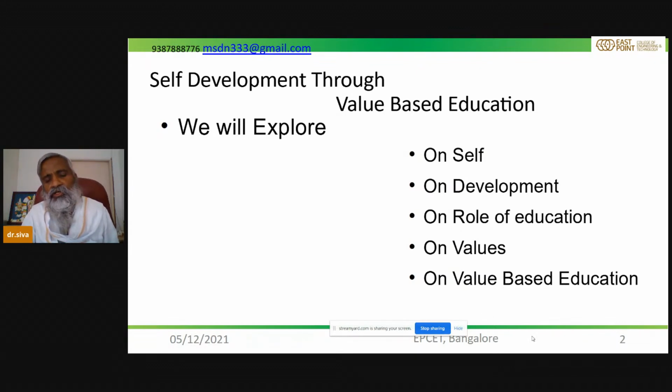So we will explore, within whatever time limit is imposed on us by Dhananjay sir, all these things. If not deeply, at least we'll do that.